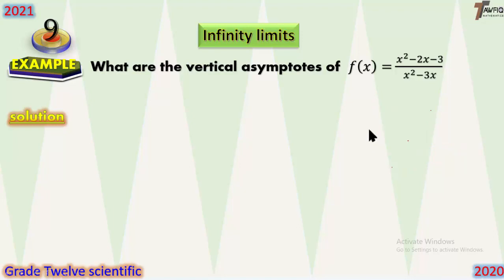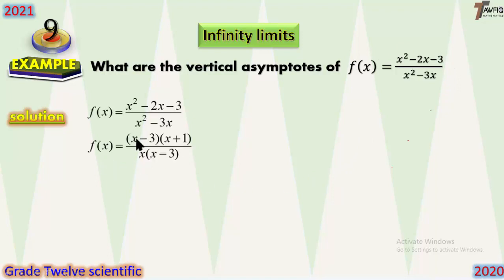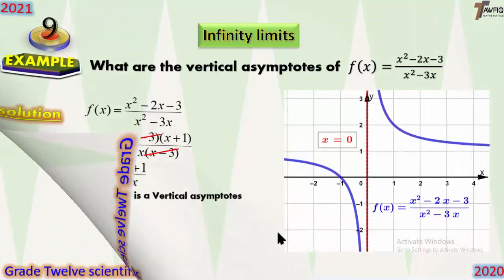To find a vertical asymptote in these functions, we can first of all factor the denominator and numerator. By factoring, x minus 3 times x plus 1 over x times x minus 3, and cancelling x minus 3 with x minus 3, then f of x equals x plus 1 over x. Set the denominator equal to 0, then x equals 0 is a vertical asymptote.